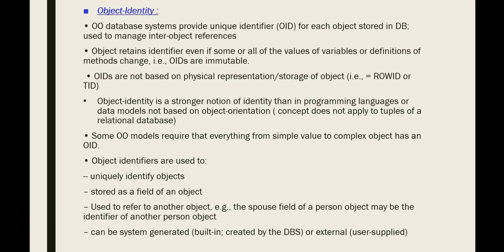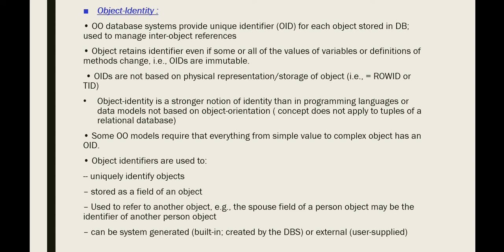Alright, let's move on to object identity. What is an object identity? You see, every student in the university will have an ID. Alright, and each and every one of you has got an ID number. So the same with objects in object-oriented database. Each and every object in an object database has to have an object identity. We call it an object identifier. And this object identifier is used to manage inter-object references.